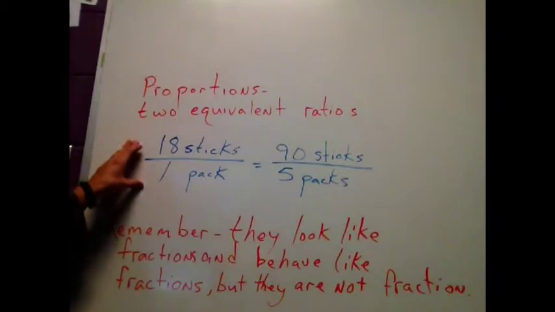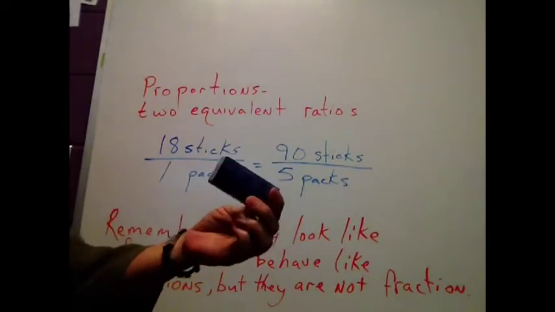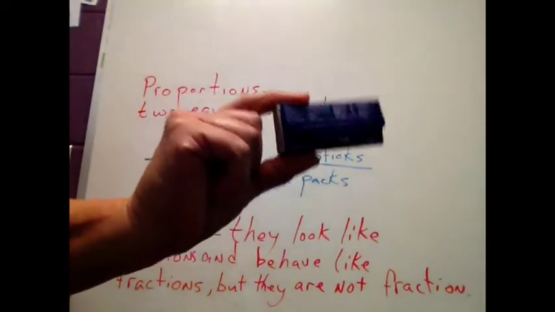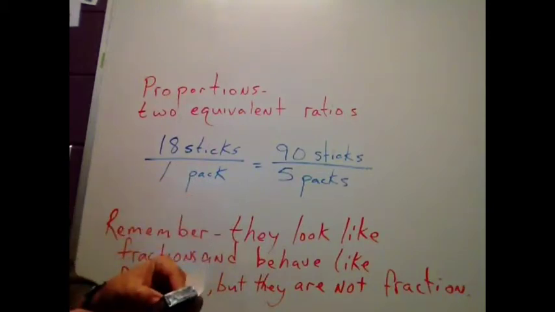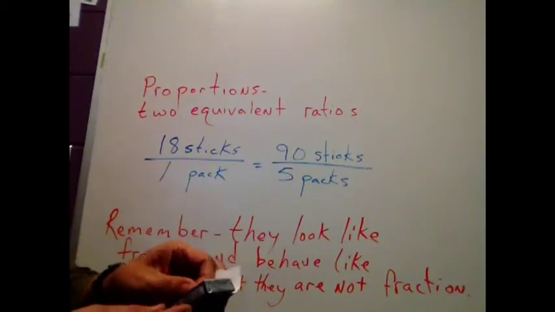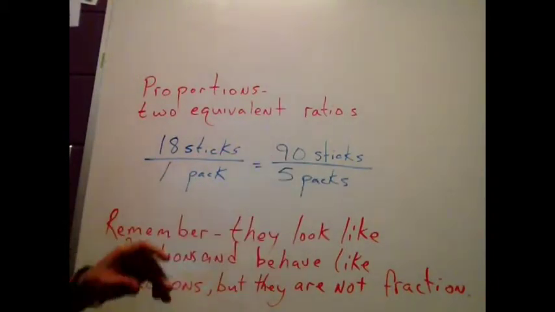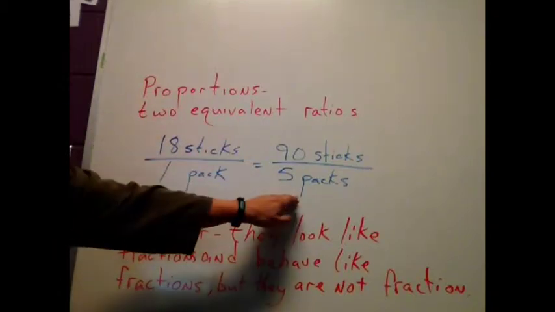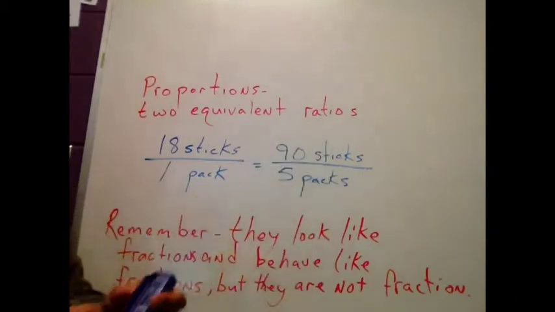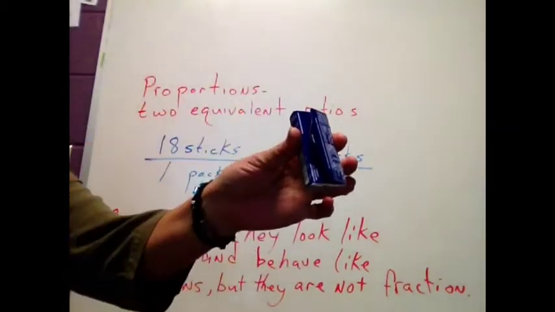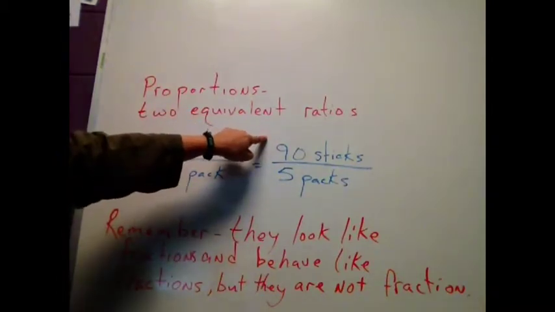Here's an example of equivalent ratios. I've got 18 sticks of gum in my pack of gum here, and if I were to open it up, we would see 18 pieces inside. As you can tell, it's not been opened. Now what this tells us is if I went to the store and bought 5 brand new packs of gum, I would have 90 sticks total.